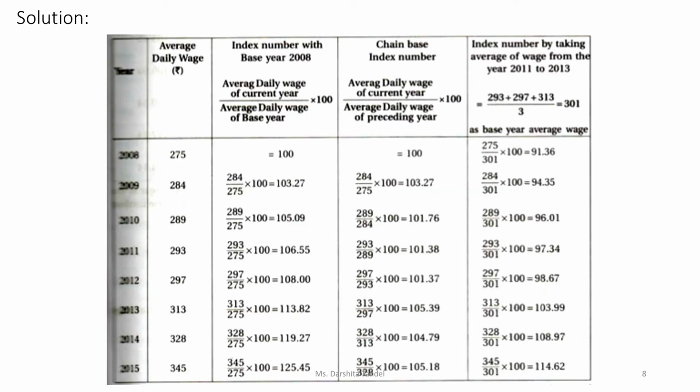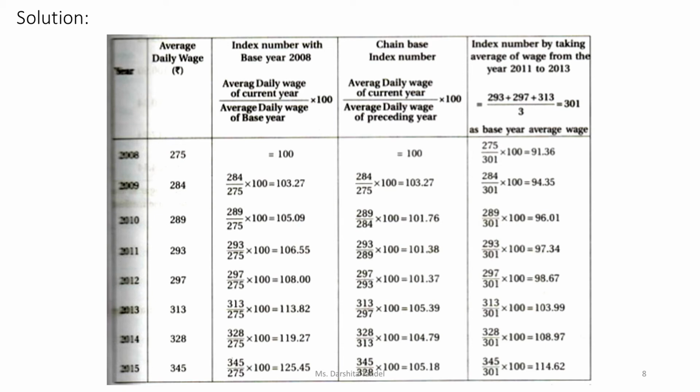Solution. First column year, second column average daily wage is given as per the question. We have to find index number by three methods. First, fixed base method. Our third column is related to fixed base method index number. Formula is average daily wage of current year divided by average daily wage of base year into 100. In the first row, year 2008, average daily wage is 275 and the index number of the base year is always 100.